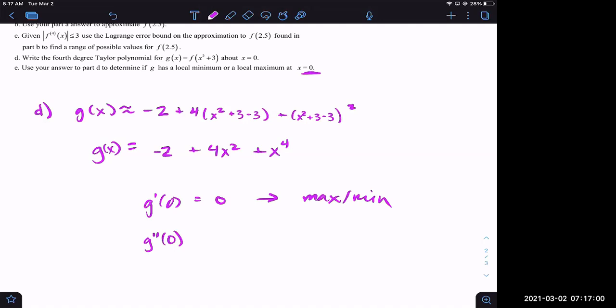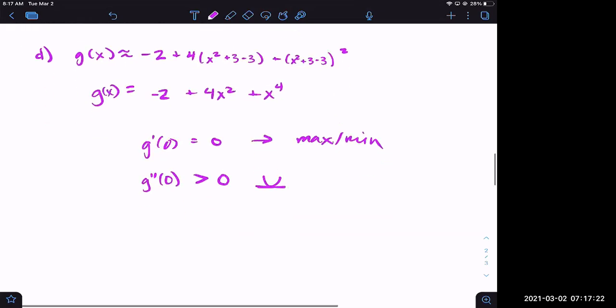Where do I look in this polynomial to find the second derivative? Our coefficient of the x squared term. If the coefficient of the x squared term is positive, I know that the second derivative is positive. I don't even have to take the time to figure out what it is, or you could actually take the second derivative. But if it's positive, it's concave up. So if it's concave up and you have the derivative equal to 0, then that point is a min. So we have a min at x equals 0.